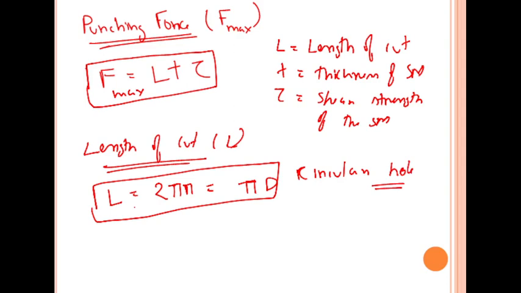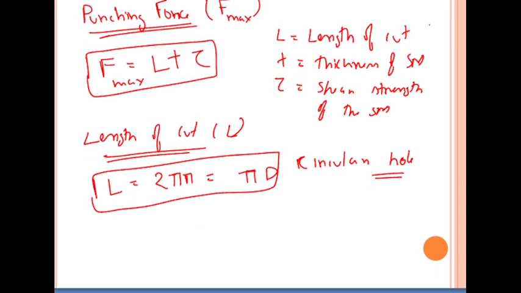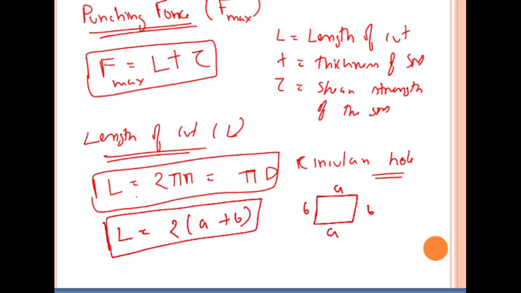Now if we need to punch out a rectangular hole, what will happen here? In case of a rectangular hole, what will be the perimeter? Let's say this side is A, this is B, so the length of cut should be twice of A plus B. This will be the length of cut whenever we need to punch out a rectangular hole.